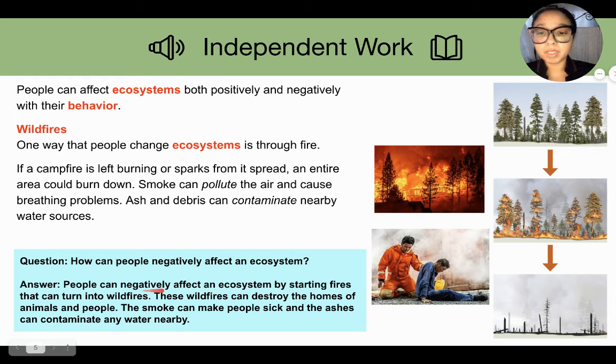People can negatively affect an ecosystem by starting fires that can turn into wildfires. These wildfires can destroy the homes of animals and people. The smoke can make people sick, and the ashes can contaminate any water nearby.